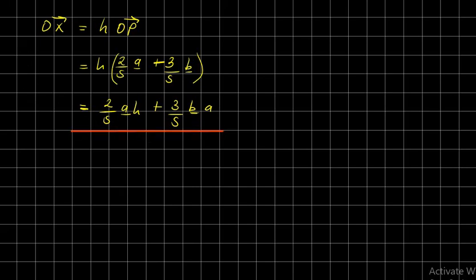So that is the vector OX. Okay, the last one, so this was B. Let's go to C. What is C?